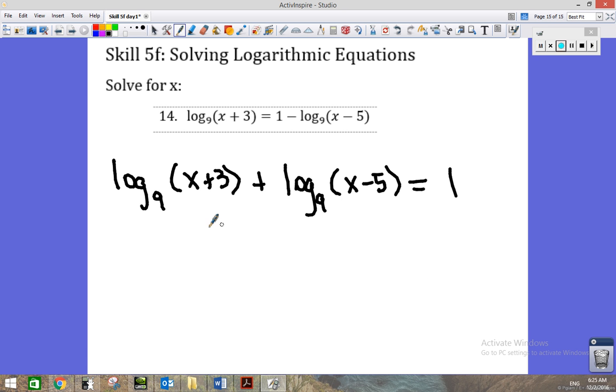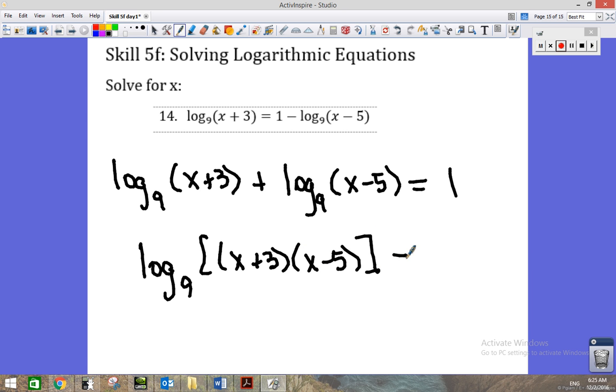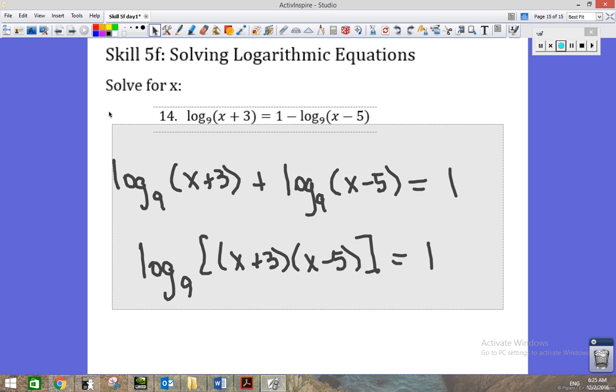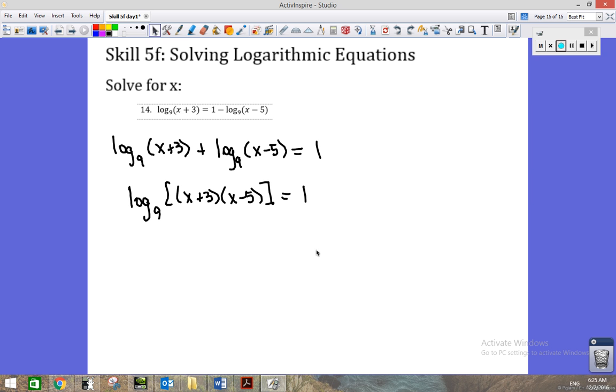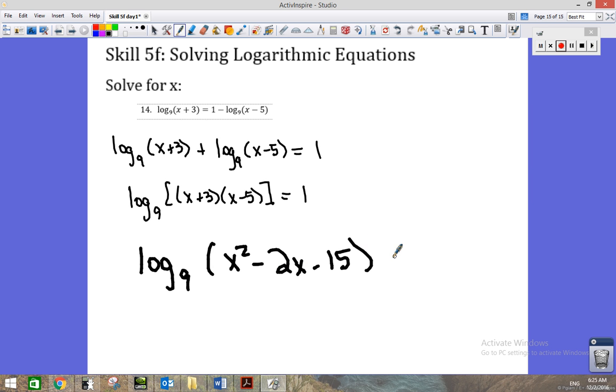On the left-hand side, I have a product rule that says if you have the sum of two logarithms of the same base, I can write that as a single logarithm if I multiply these arguments together. So if we have x plus 3 times x minus 5, we've got the log base 9 of x squared minus 2x minus 15 is equal to 1.